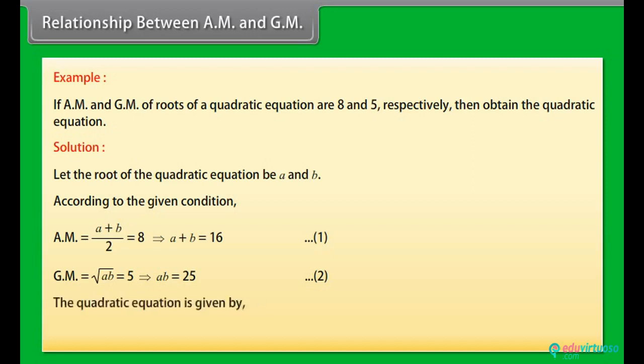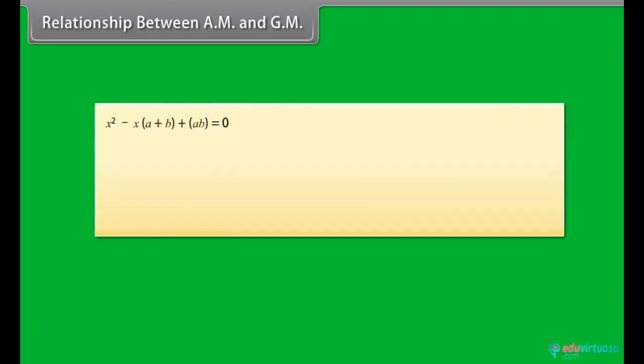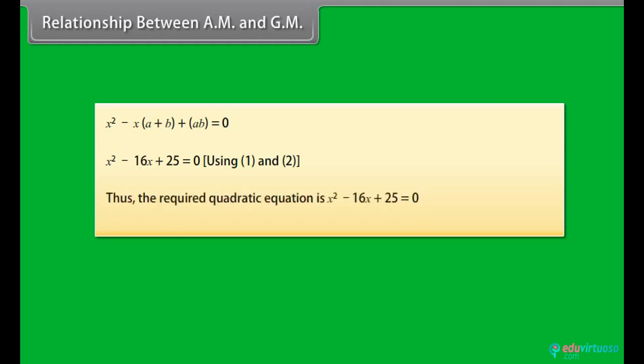The quadratic equation is given by x square minus x into sum of roots plus product of roots is equal to 0. x square minus x into a plus b plus ab is equal to 0. x square minus 16x plus 25 is equal to 0 using equations 1 and 2. Thus, the required quadratic equation is x square minus 16x plus 25 is equal to 0.